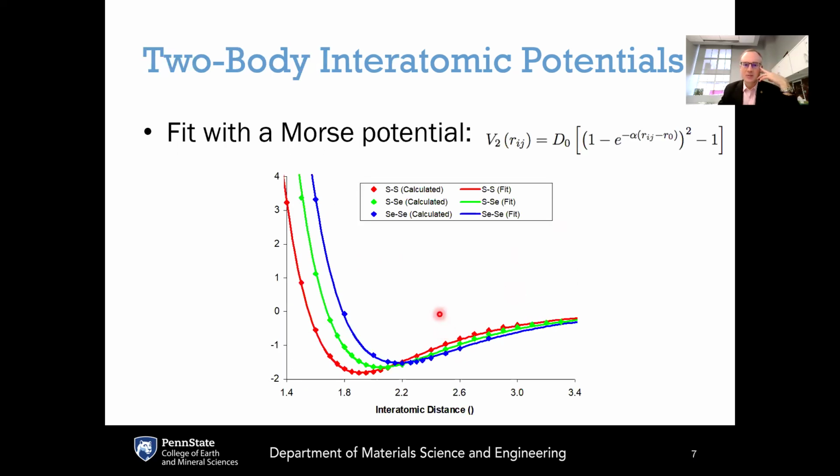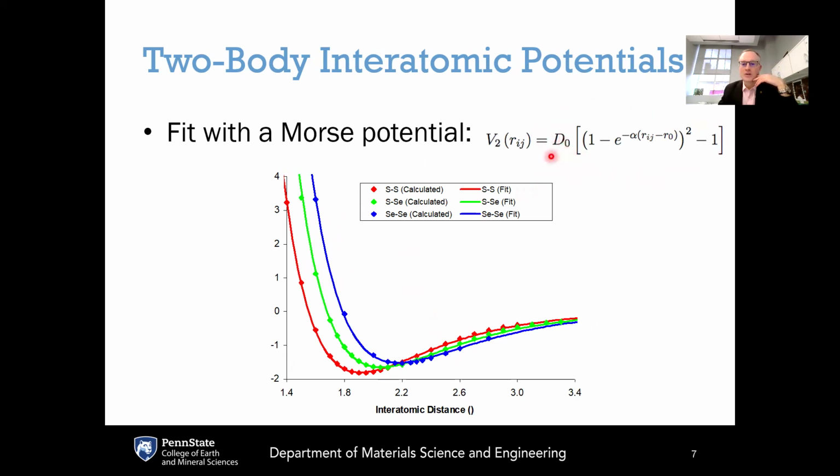Now, this is an example of what one of these two-body interatomic potentials may look like. The points here show the potential energy as a function of interatomic distance that were calculated through quantum mechanical simulations. So the points here are the ab initio calculations from quantum mechanics, and then the solid lines are fits to those data using the functional form shown in this equation. And this is what's known as a Morse potential.